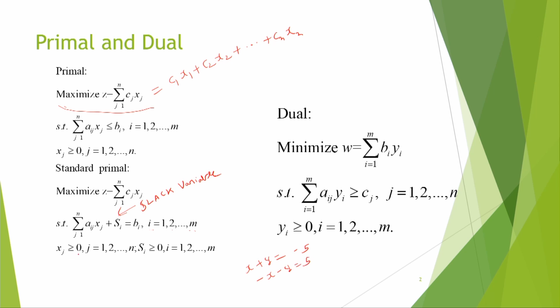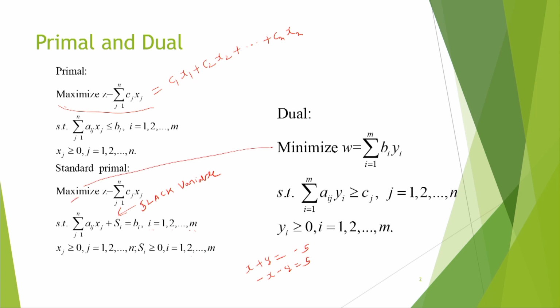And xj is greater than 0, j is equal to 1 to n, and si is greater or equal to 0, i is equal to 1 to m, because m slack variables we have added. So, this becomes a standard problem. Now, if it has become a standard primal, its dual can be obtained very nicely.